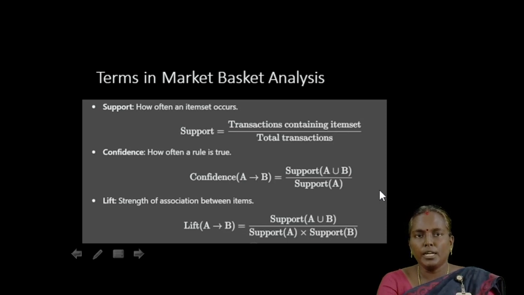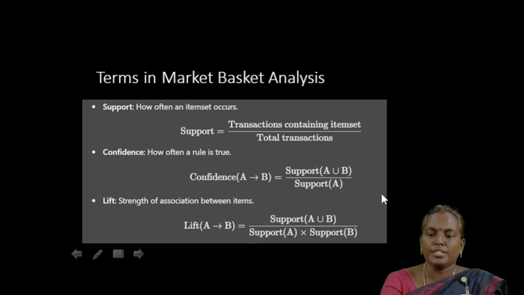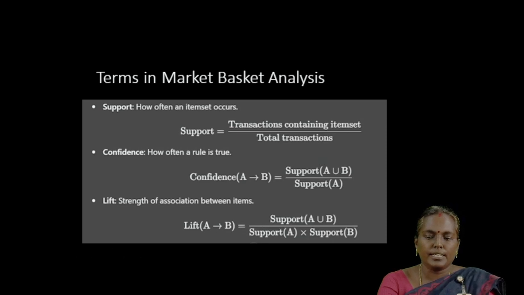The support will help us to find how often an item occurs in a transaction. For example, if I am going to find the support value for bread, then I have to count the frequency of the item bread that has been purchased by all the customers, and the total number of transactions should be taken into consideration. So the formula for support calculation is the count of the transactions that contain the item set divided by the total transactions.